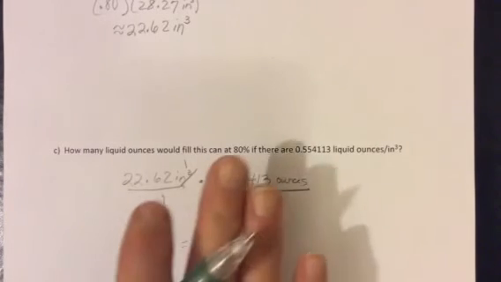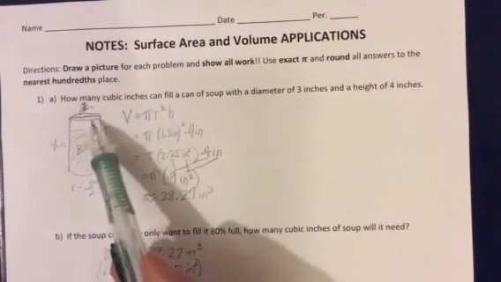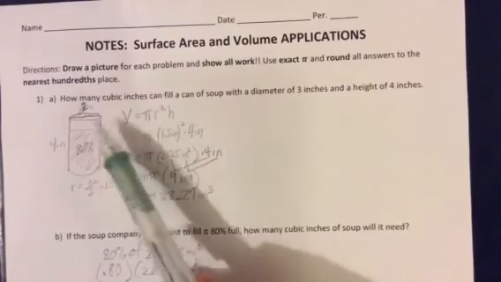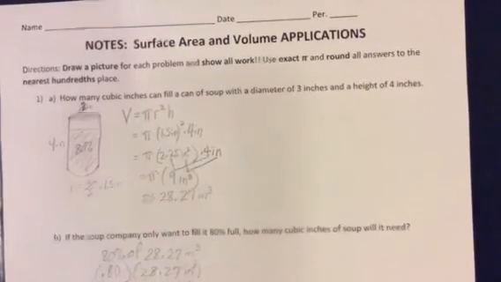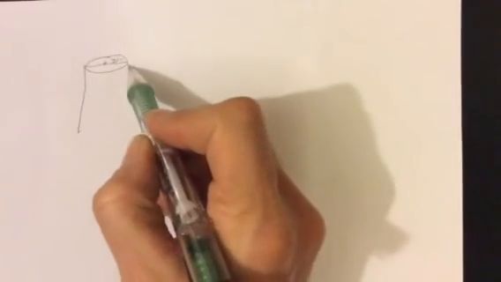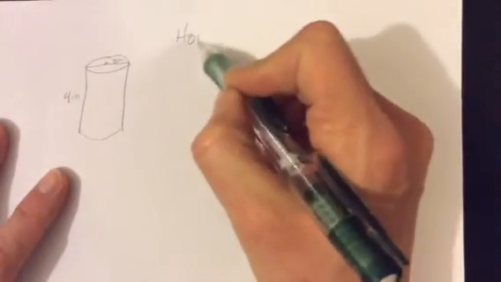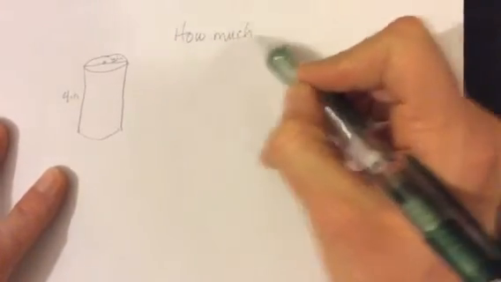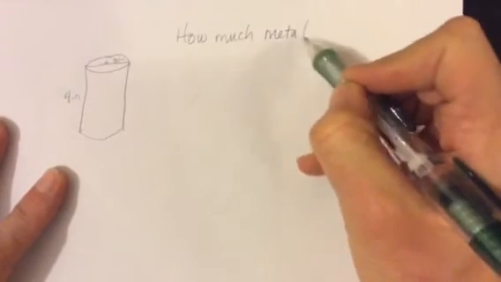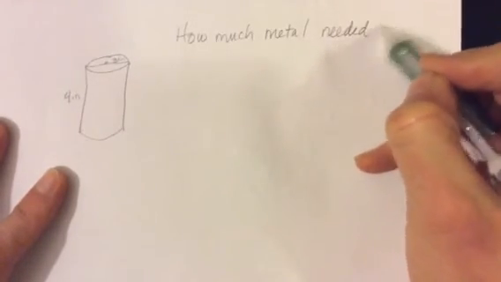Now, we have time, so I'm going to take that one step further, and we're going to talk about how much metal would be needed to make this soup can. Okay, so I'm going to turn my paper over here, and you can turn yours over, and I'm going to redraw the soup can with a 3-inch diameter, and it had a height of 4 inches. Okay, and we're going to get the total surface area to see how much metal would be needed to make the can.